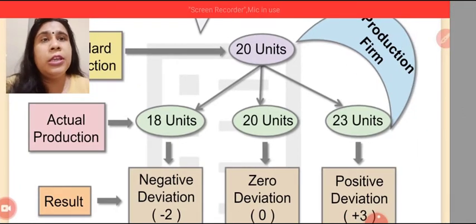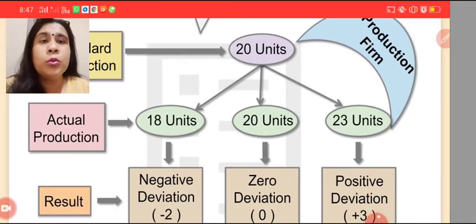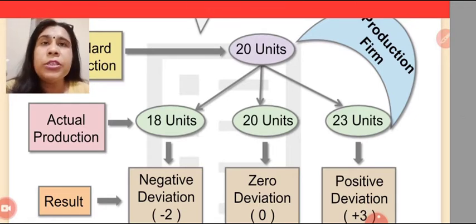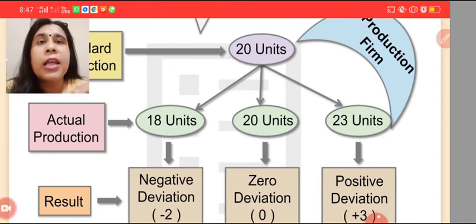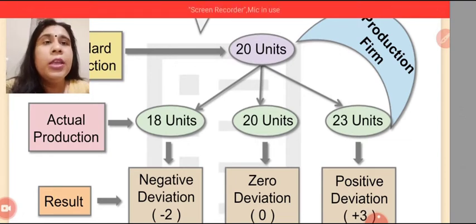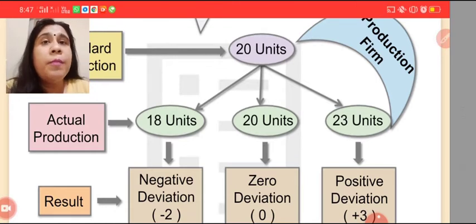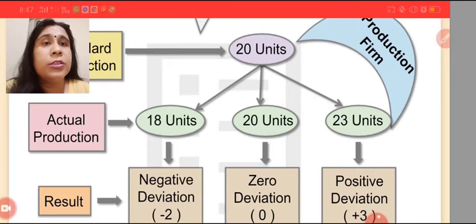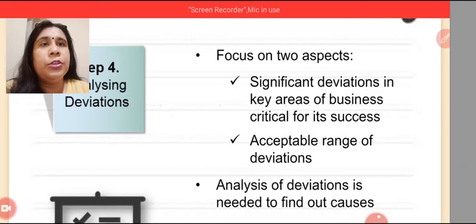In the first case, where fewer units are produced, it means we are deviating, and this is a negative deviation, where 2 units are less than the standard fixed. In the second case, there is no deviation. But in the third case, we were able to achieve more than what was fixed. So 3 units are extra production, which is a positive deviation.